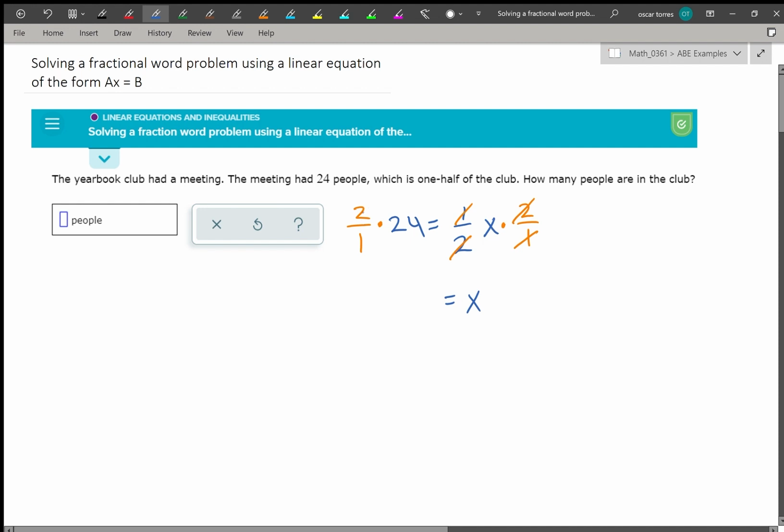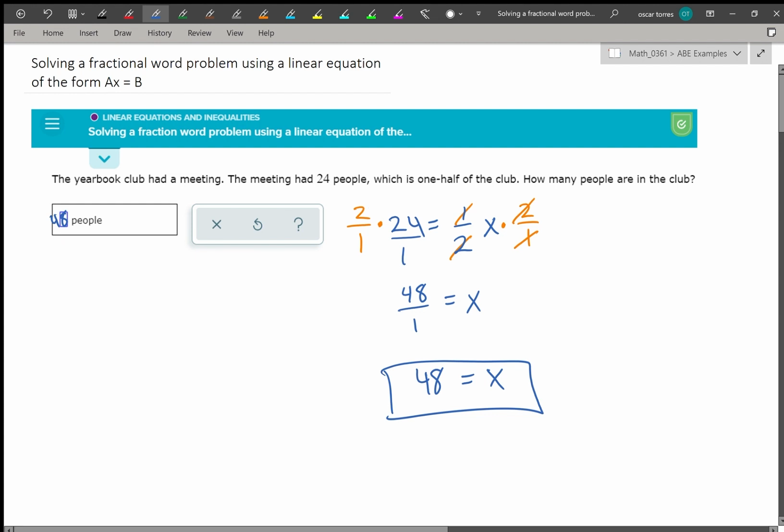On the left hand side, we have 2/1 times 24. Now we just need to do that math. If it helps, you can think of 24 as 24/1. And when you multiply fractions together, you multiply the top two numbers. 2 times 24 gives us 48. And if we look at the bottom numbers, 1 times 1 gives us 1. What's 48 divided by 1? 48 divided by 1 simplifies to just 48. And in this case, our answer would be 48 people, which the answer already has typed for us. So we would just type in 48 and we're done with the problem.